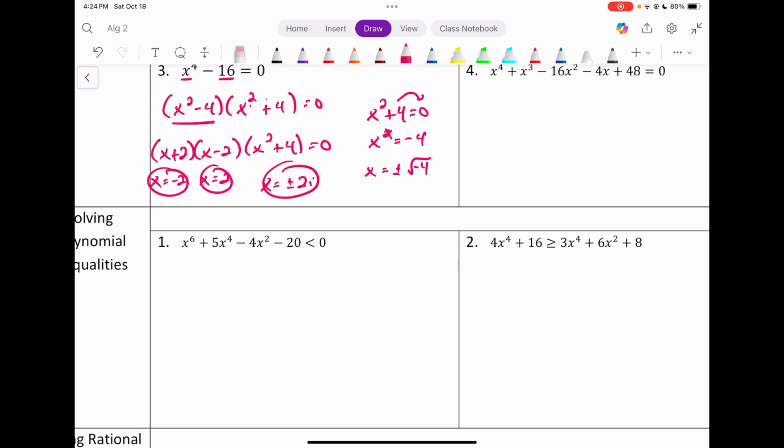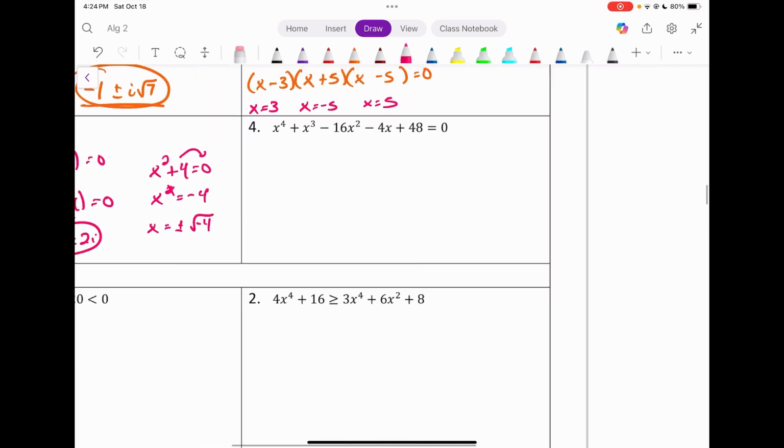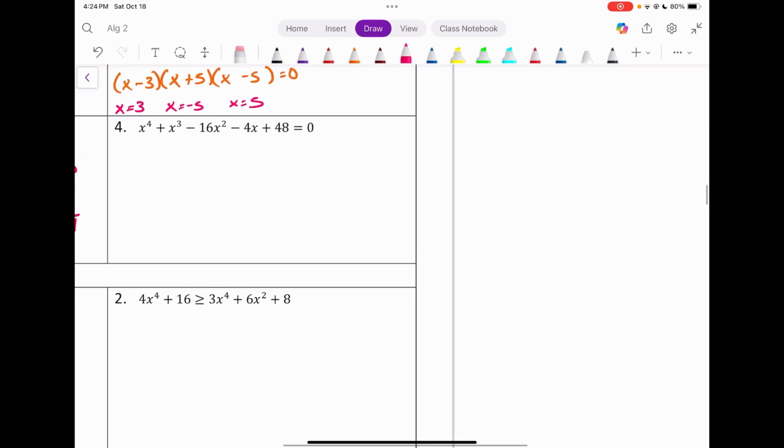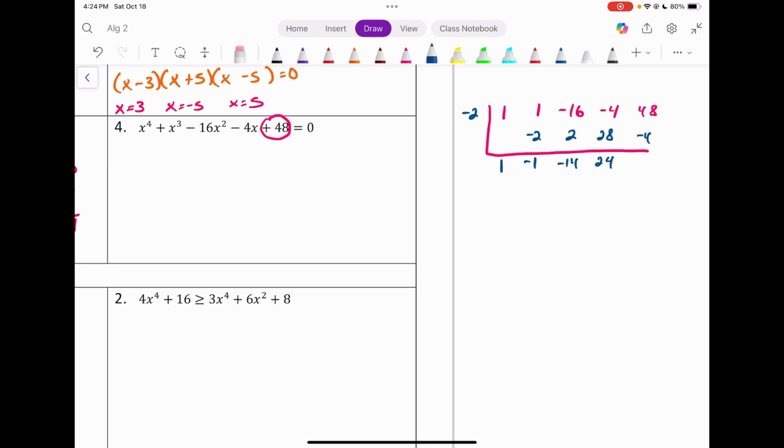Okay, if none of those different factoring methods work, then we always go to what we refer to as synthetic division. And we're going to test things to see what we can find that works. So 1, 1, -16, -4, and 48. And again, we're trying to find factors of 48 that might work. So I'm going to take a second and try a couple of these. So 1, -2, -1, +2, -14, +28, 24, and -48.